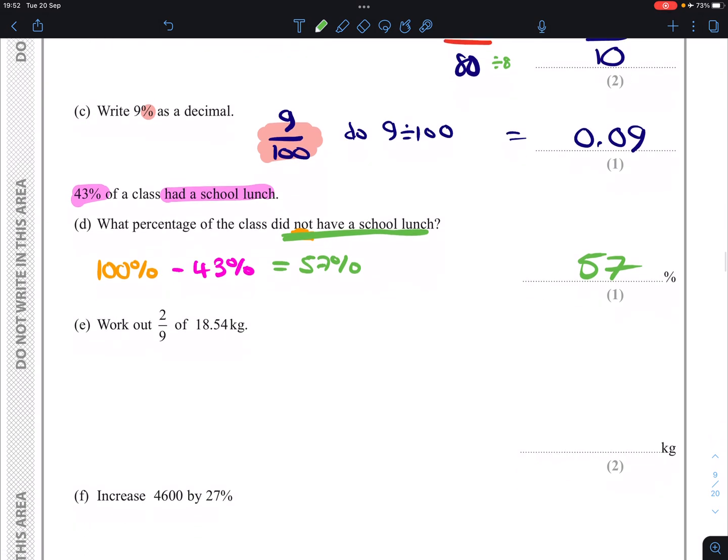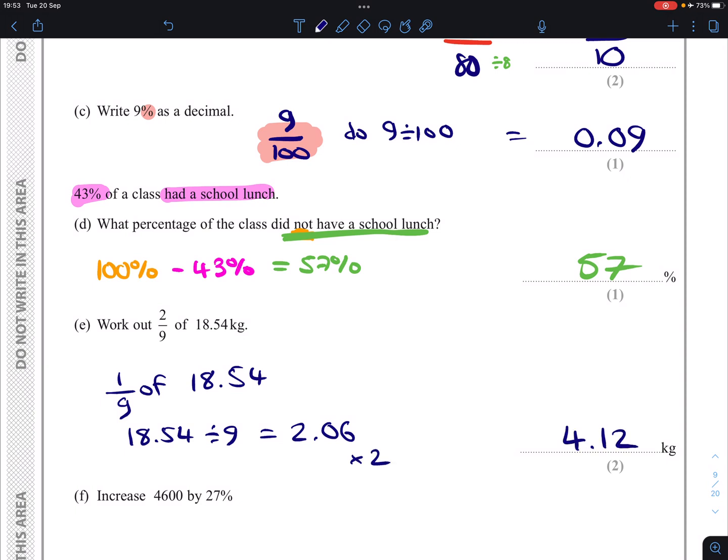Part E, work out 2/9 of 18.54 kilograms. So for 2/9, you could figure out what 1/9 is first by dividing by 9. So I could do 18.54 divided by 9, which will give us 2.06. And then we multiply that by 2, which will give us 4.12. I could also just write this as 2/9 times 18.54. Let the calculator do the work, and it will also give us 4.12. Either way, it works out fine.